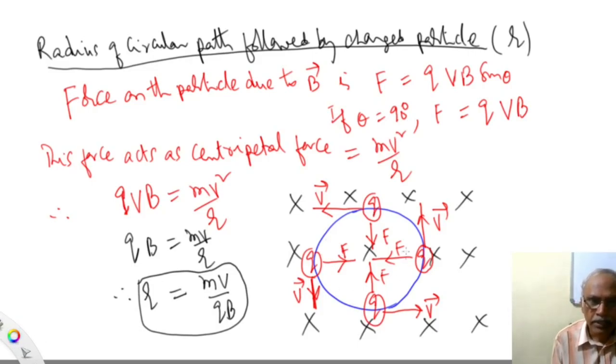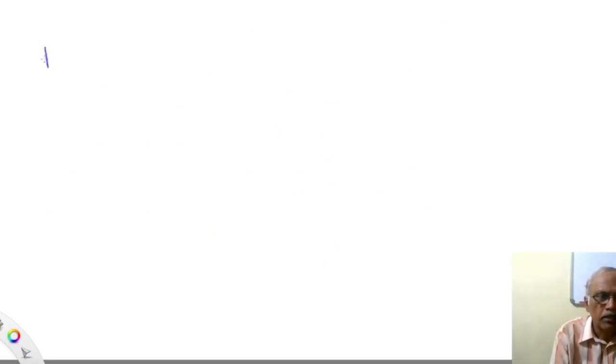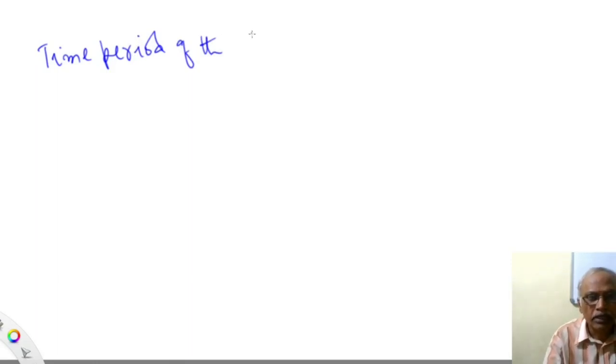Now this particle takes some time to complete one revolution. That is called the time period of the particle. So next we take what is the time period of the particle. Time period means the time taken to complete one circular path. Time period of the particle in the magnetic field, we denote it by capital T.